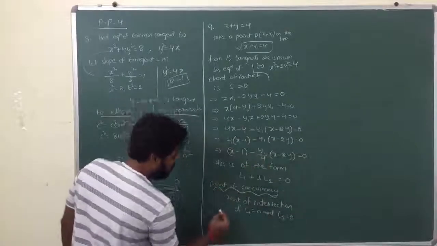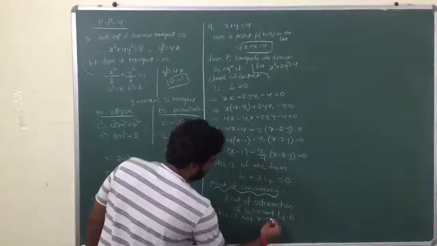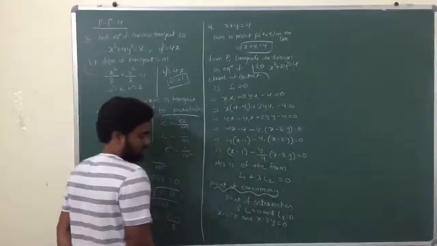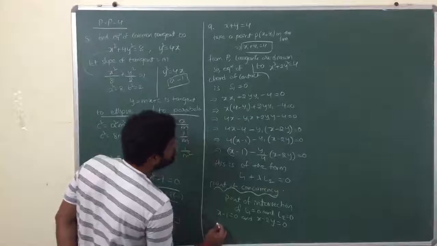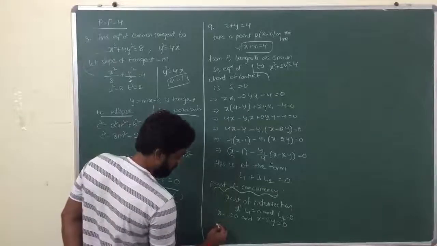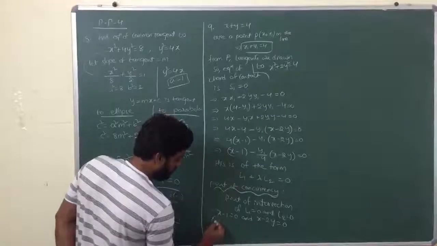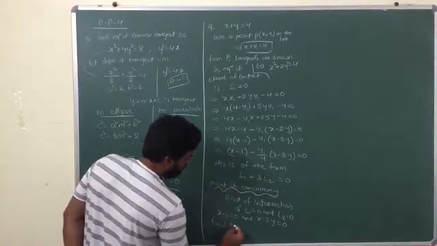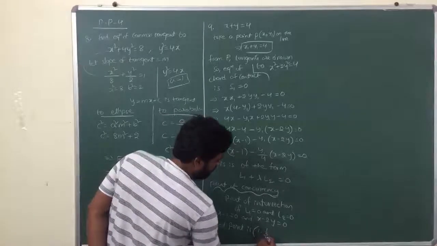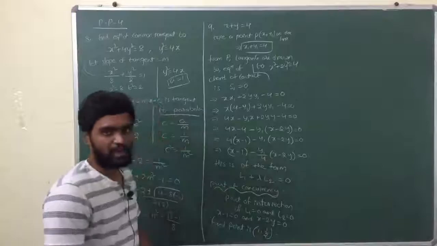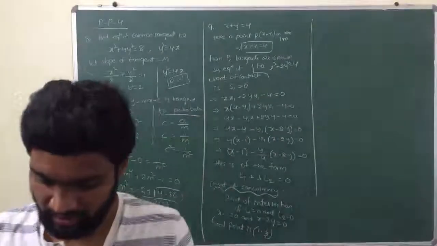So x minus 1 is equal to 0 and x minus 2y is equal to 0. Now x is 1, so y should be 1 by 2. The fixed point is (1, 1/2). So that is 9th one. Next.